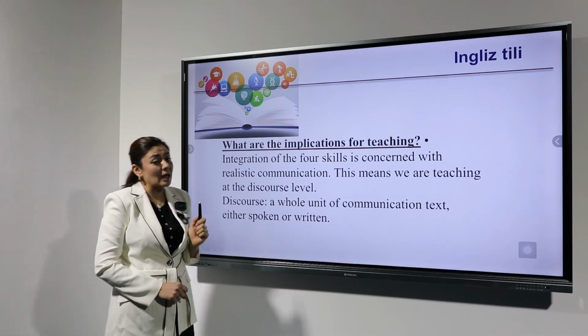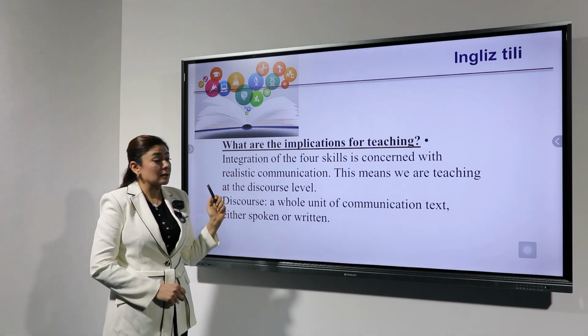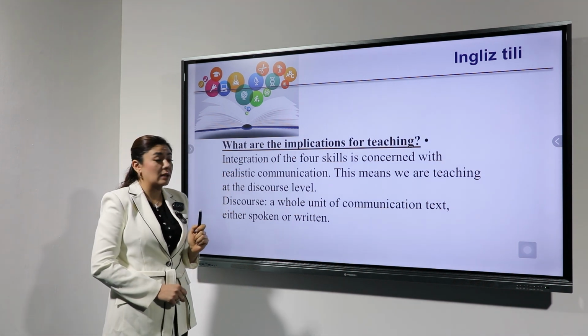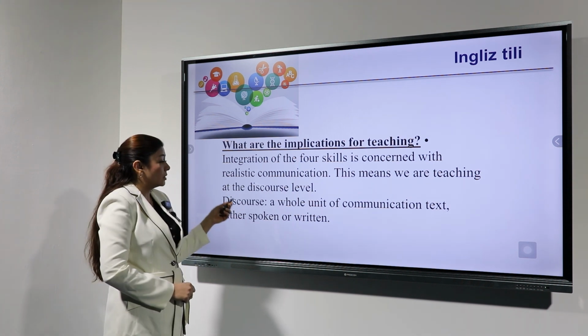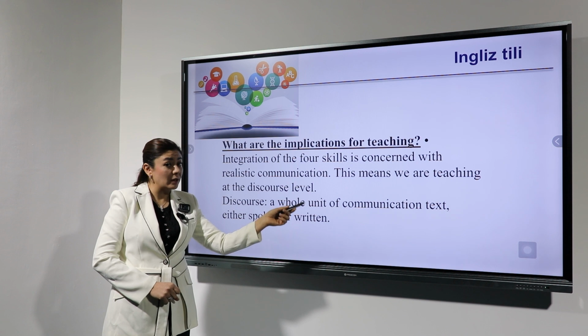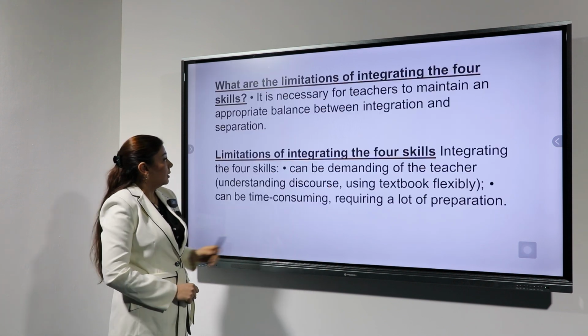What are the implications for teaching? Integration of the four skills is concerned with realistic communication. This means we are teaching at the discourse level. So discourse is a whole unit of communication, a text, either spoken or written.